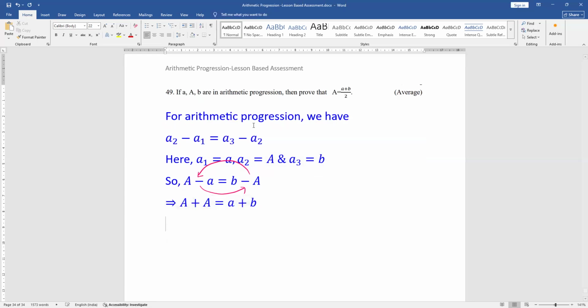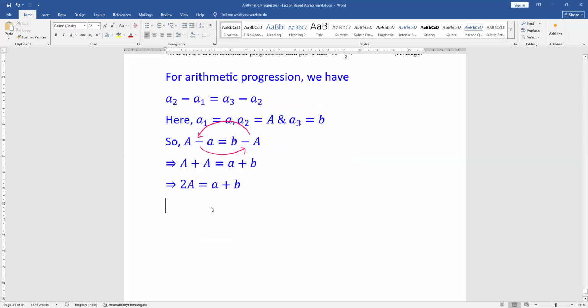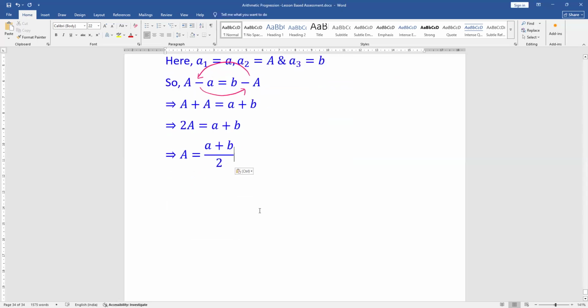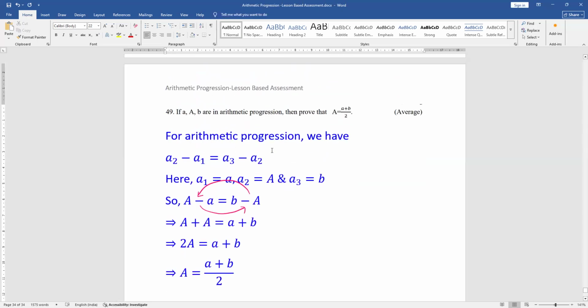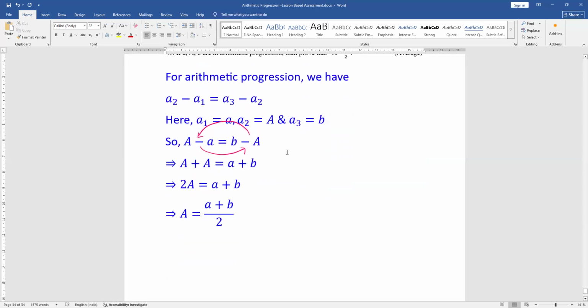Then what is A plus A? A plus A is 2A. We get 2A equals a plus b, or we get A equals (a plus b) by 2. Okay, so this is our final answer. That's what we got: A equals (a plus b) by 2. All right, hence proved.